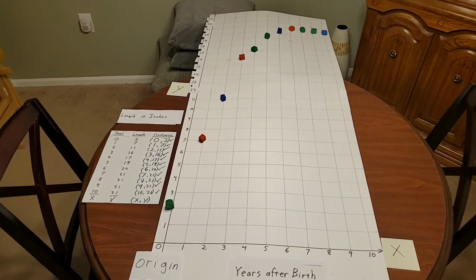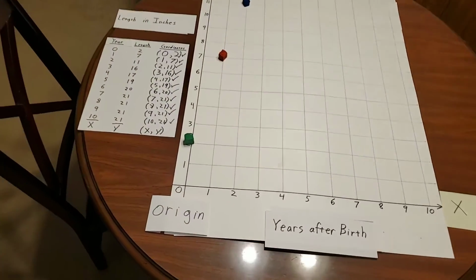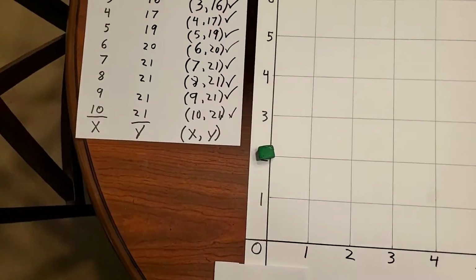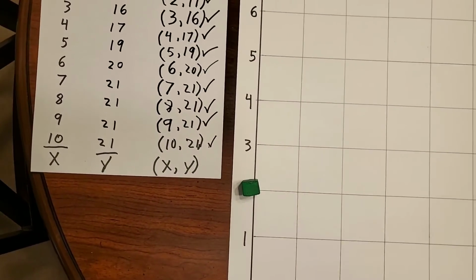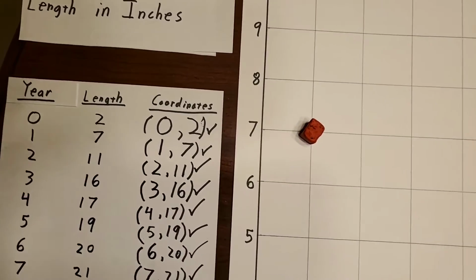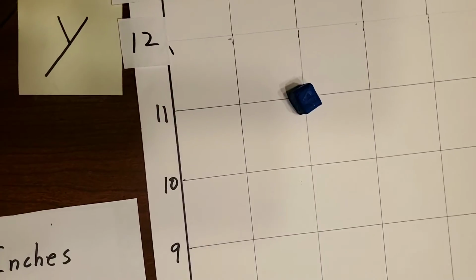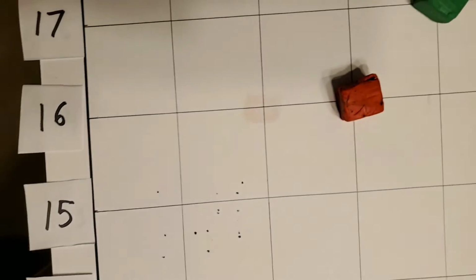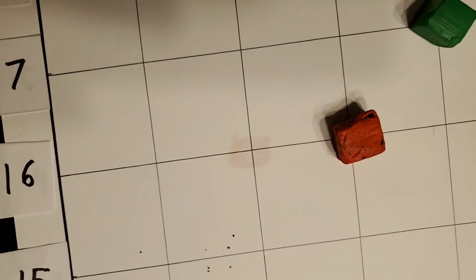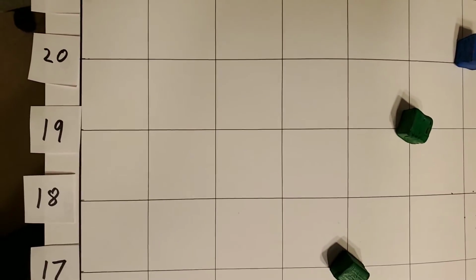Okay. So I know we can't see the numbers up, so we're going to go up a little further. In year 0, it's 2 inches. Let's see what we see. For year 1, it's 7 inches. For year 2, it's 11 inches. For year 3, it's 16 inches. For year 4, 17 inches, still growing. Year 5, it's 19 inches, still growing.